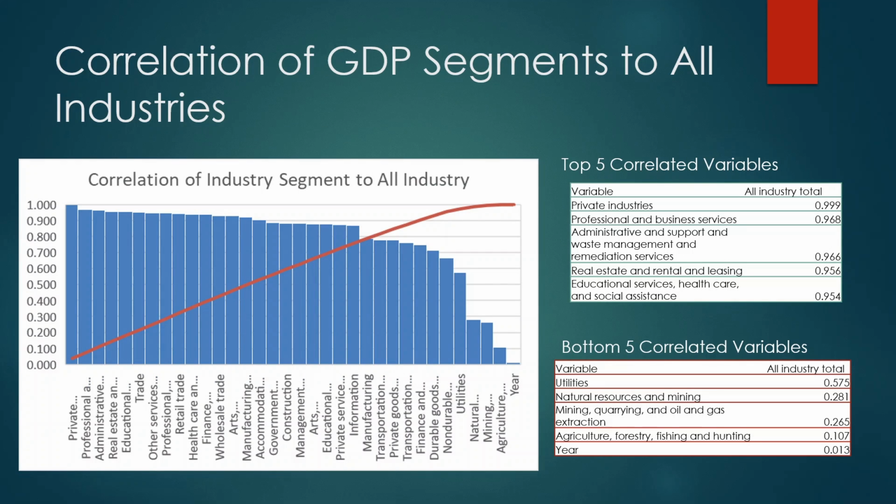Another of my questions was correlation of GDP segments to all industries, and I will start running through these rather quickly. So private industries actually correlated to GDP very high. Professional and business services GDP correlated very highly with total industry GDPs. Of interest, down at the bottom here, you had year, which is kind of expected because year really isn't a variable that should be in this, but I left it in there just to see what kind of correlation you'd see over time. You don't see any really, but agriculture, fishing, and mining are very significantly decoupled from the total GDP of the county.